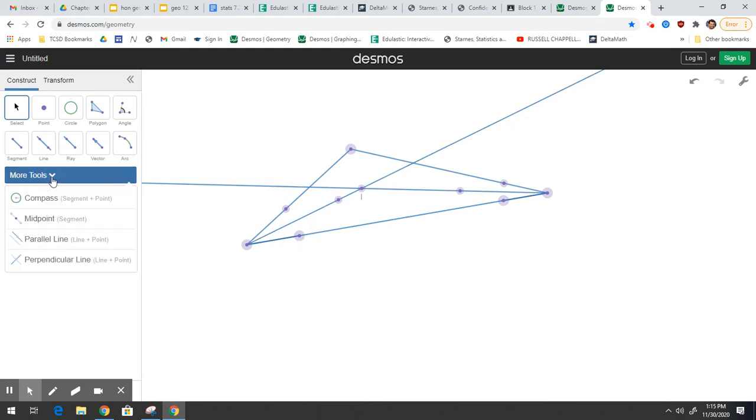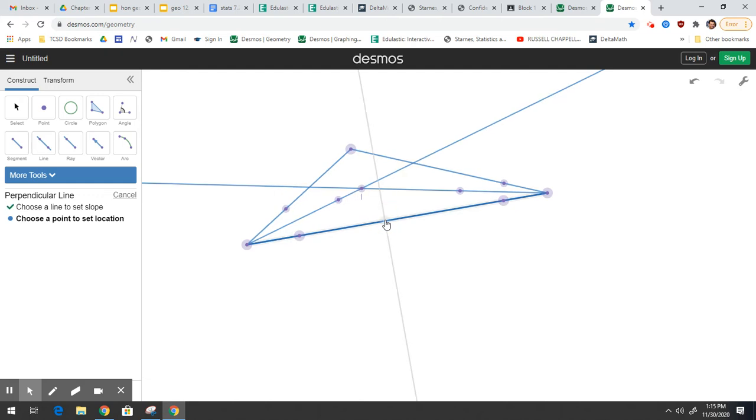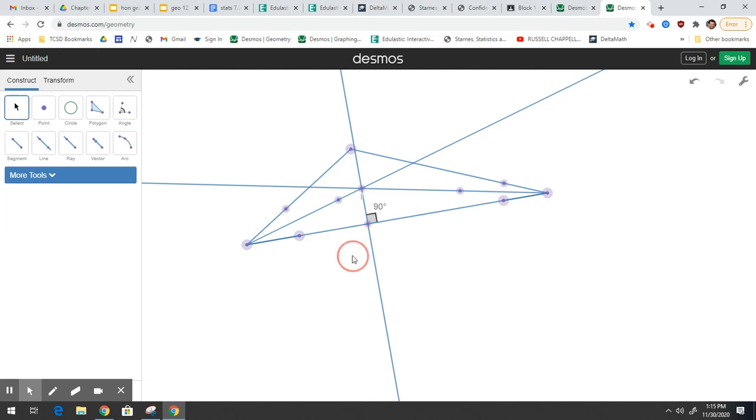So I'm going to go to more tools, perpendicular. It says set to a slope. So whatever side I choose, you can choose any of the 3 sides. I'm going to choose that side. And now I want to go through the incenter, that point. So again, this angle right here is a right angle. It's perpendicular. So now this point right there, let's call P. That segment is going to be the radius of my inscribed circle. P will be one of my points of tangency.